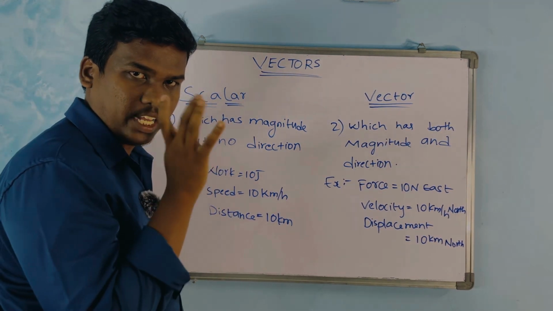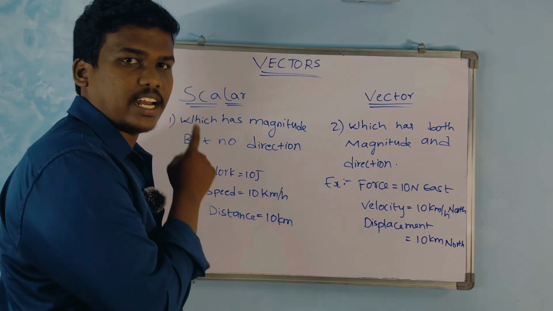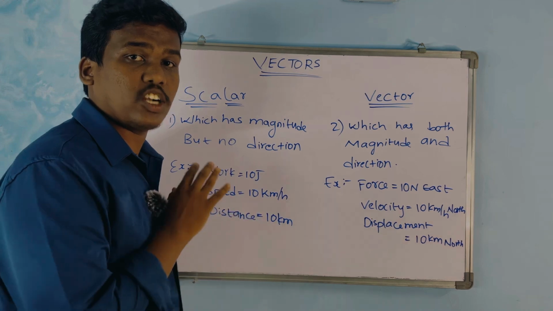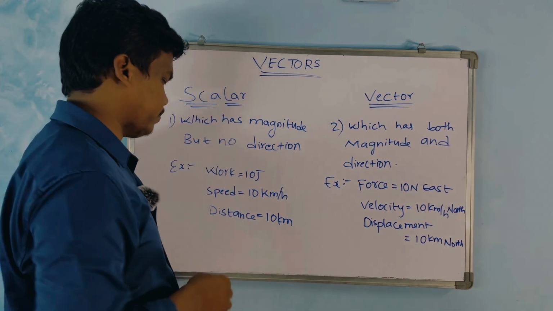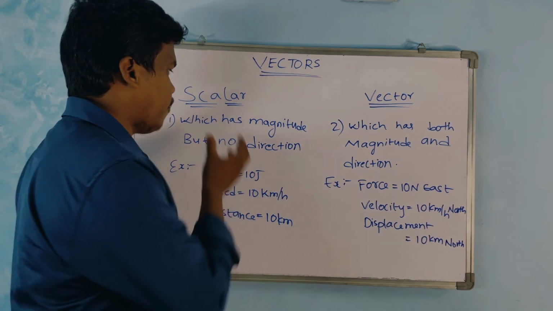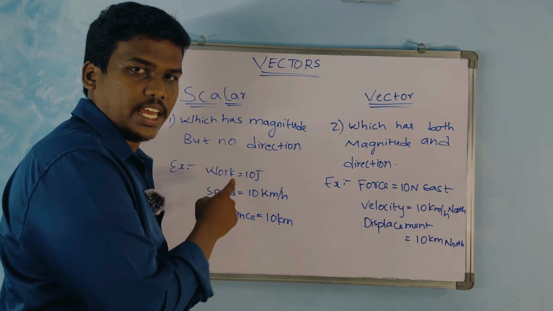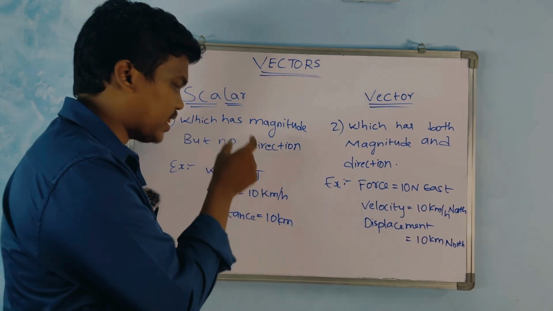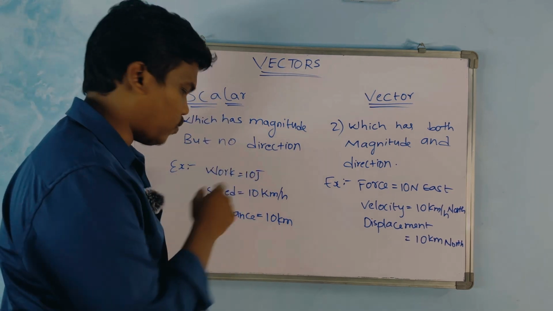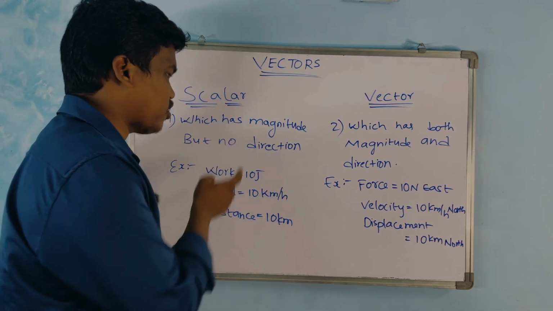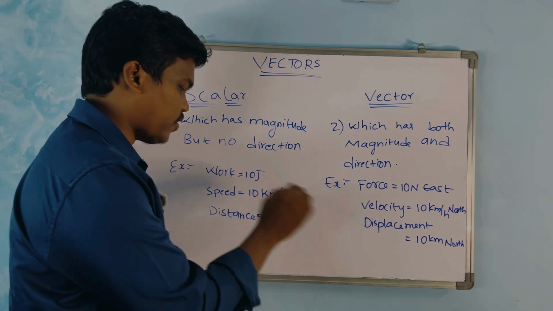Scalar is a quantity which has magnitude but doesn't have direction. That means it does not specify any direction. It only has magnitude. An example of a scalar is work. Work doesn't specify any direction, but the magnitude is specified. Work is 10 joules. Speed is also a scalar quantity. It doesn't specify any direction.